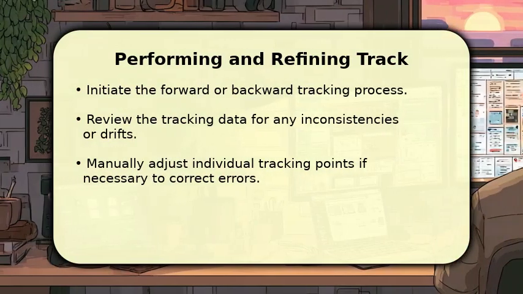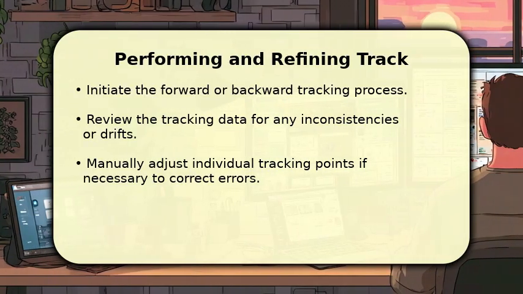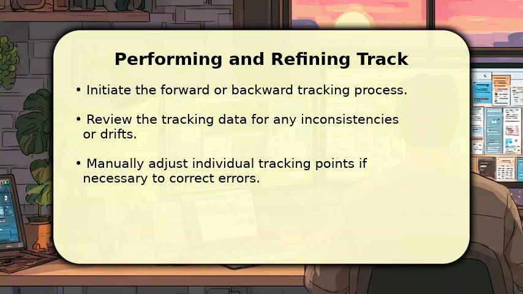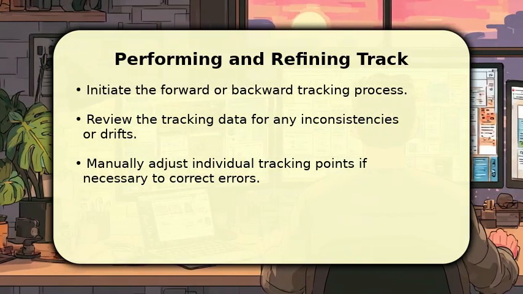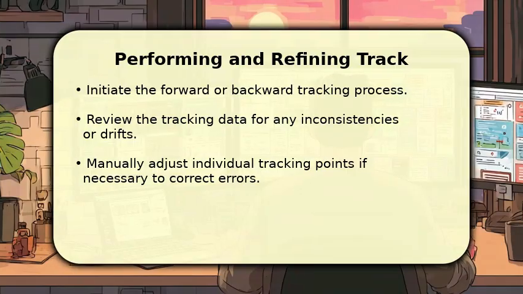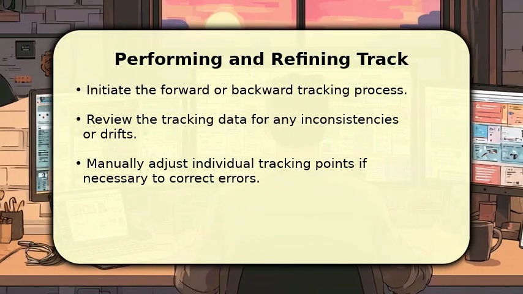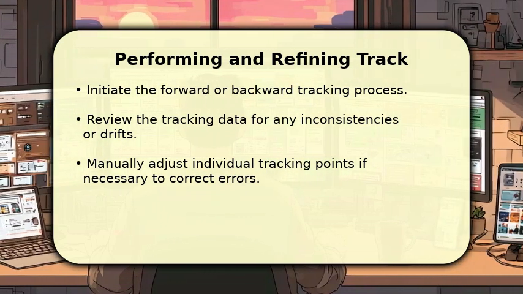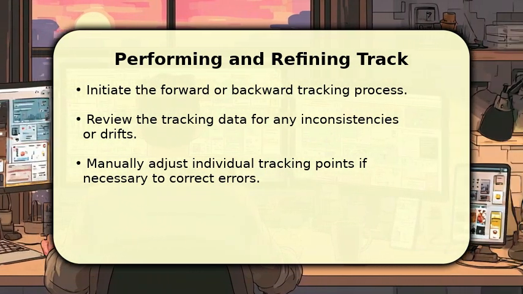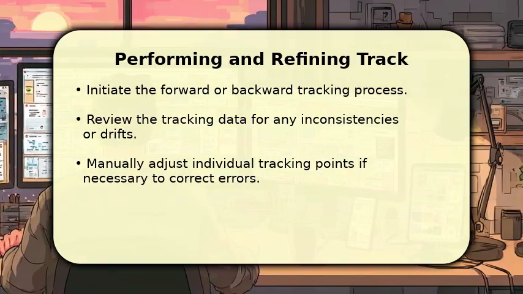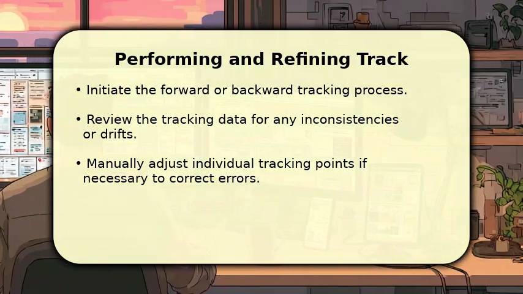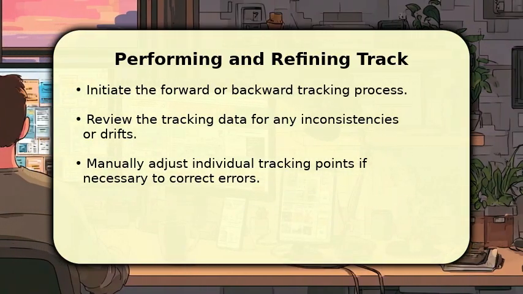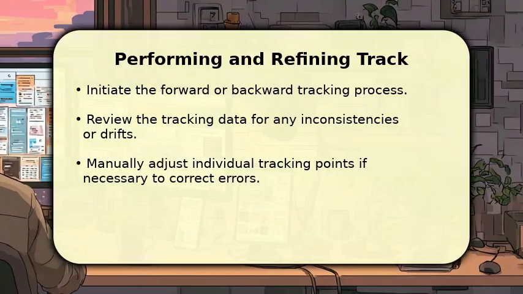Now it's time to perform and refine the track. Once your window is set, initiate the tracking process, either forward or backward, depending on your starting point. After the initial pass, carefully review the generated tracking data for any inconsistencies, drifts, or areas where the tracker might have lost its target. If needed, you can manually adjust individual tracking points frame by frame to correct any errors, ensuring a perfectly stable and accurate track throughout your entire clip.